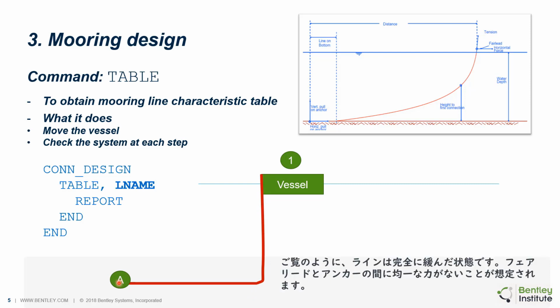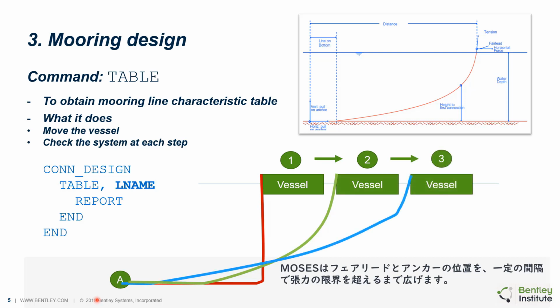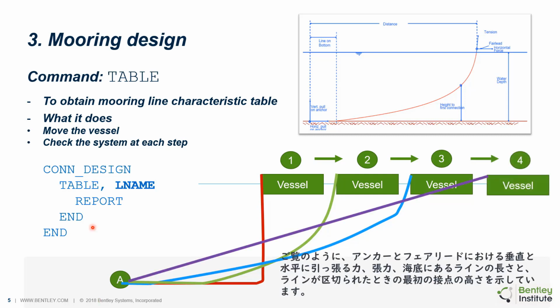As you see on the screen, the line is currently in slack, so we can expect there is no horizontal force at the fairlead and anchor point. Then MOSES increments the horizontal distance between the fairlead and anchor point with a specific step size until line tension exceeds the breaking tension. The picture at the top shows what MOSES computes at each step.